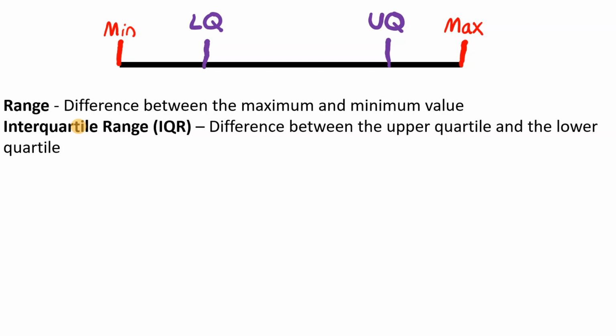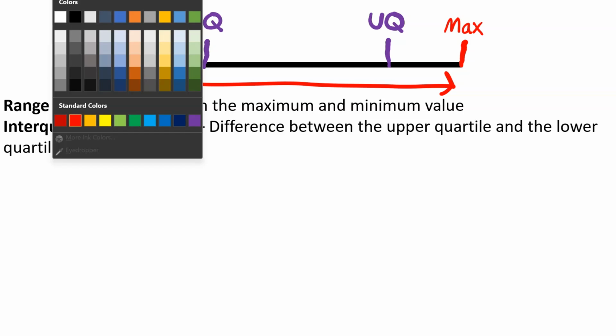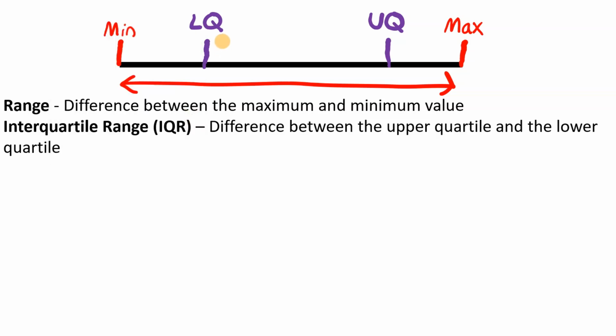So for a set of data, you should already be aware of what the range is. This is the difference between the maximum value in the data and the minimum value. You also need to be aware of the interquartile range. This is the difference between the upper quartile and the lower quartile. Now, one of the advantages of the interquartile range over the traditional range is it's less influenced by extreme values.